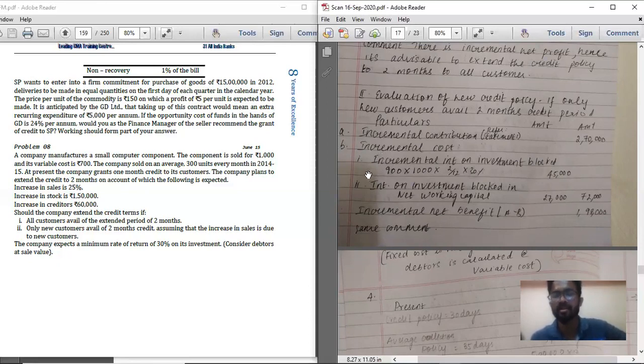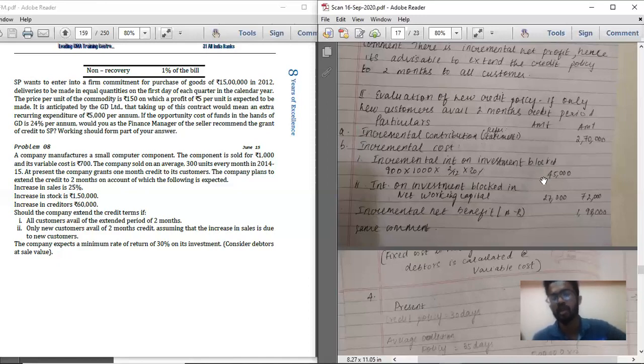Under incremental cost, below that small Roman number 1, incremental interest on investment blocked in debtors. Open a bracket: 900 into 1000 into 2 by 12 into 30%. Close the bracket. In the inner amount column record 45,000.